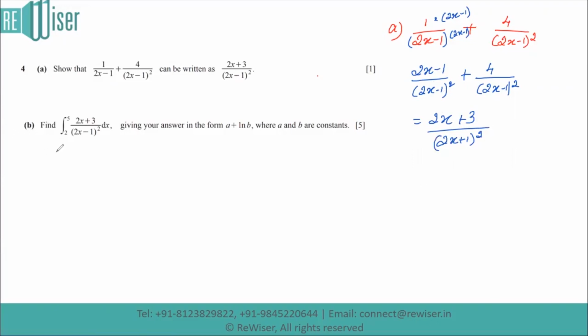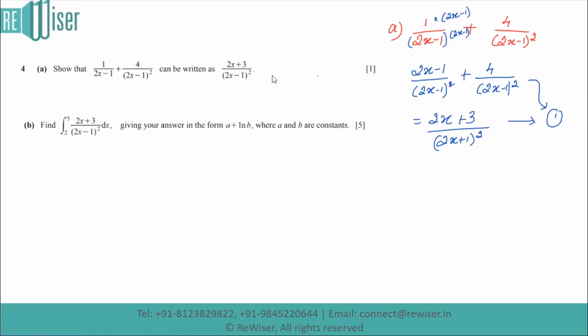Part B is the integration from 2 to 5. Of course, part A is just a one-marker. Getting this step correct and showing this main step, that is, making the common denominator and adding the numerators, can award you 1 mark.